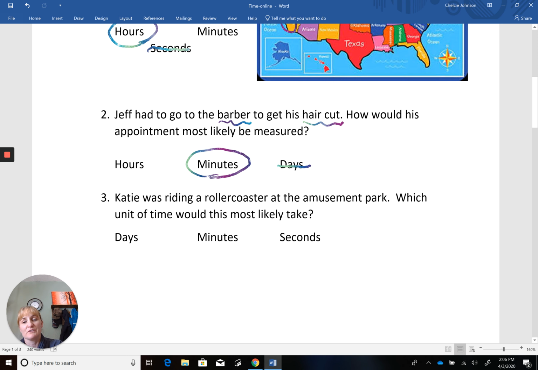So yeah, even though I know some of you would love to be on a roller coaster ride for days, that is our no way, no how one. Your belly would be flip-flopping. So then we're looking at minutes and seconds.